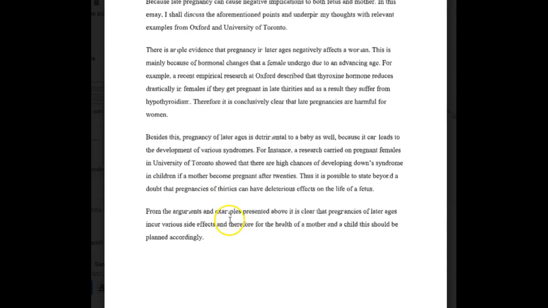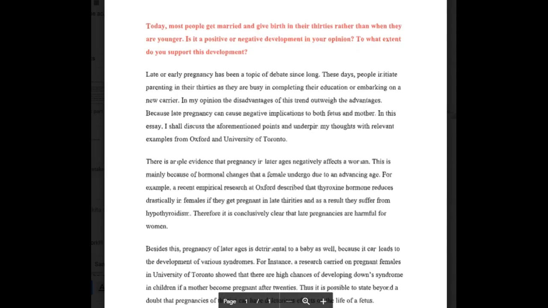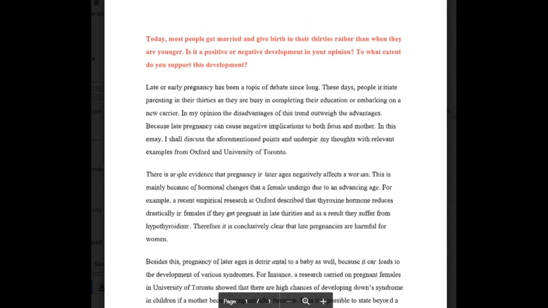From the arguments and examples presented above, it is clear that pregnancies of later ages incur various side effects, and therefore for the health of a mother or child, this should be planned accordingly. Okay, so this basically goes back to my initial concern in your introduction. You did not talk about getting married at all, so this would really cause your essay score to suffer for task achievement. You've only really answered half of the essay. It said get married and give birth. You've only covered the giving birth part.